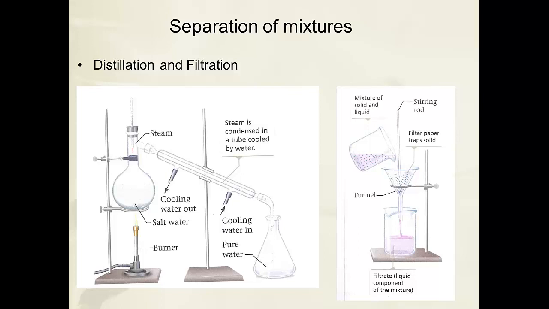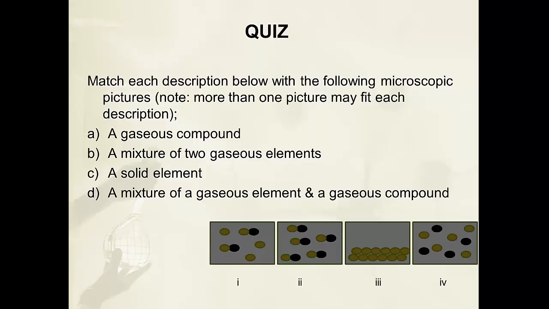You can separate mixtures. Okay, so you can take a mixture of sugar and water and you can separate that, perhaps using a distillation. Okay, or you might have a mixture of, say, a solid and a liquid, and you're going to filter it. So distillation and filtration are two methods that you might use for separation of a mixture.